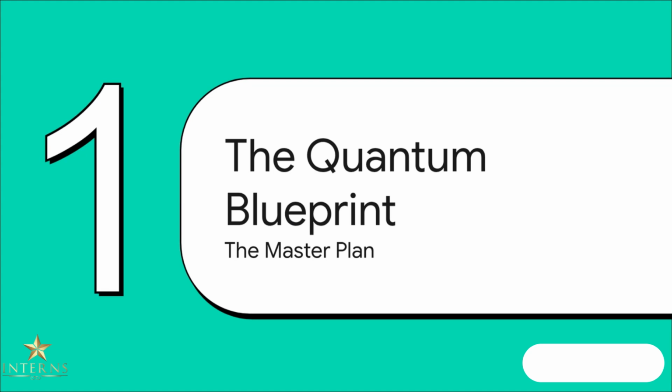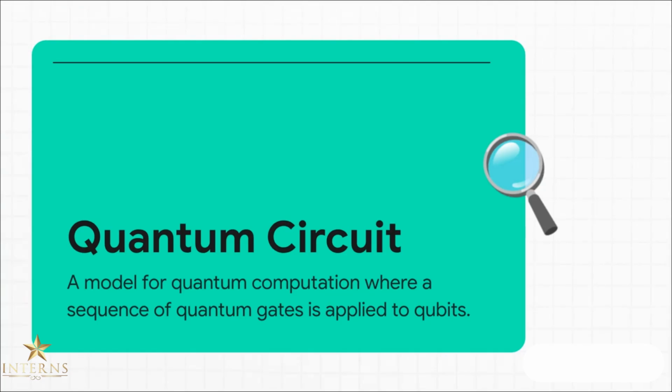What exactly is this quantum blueprint we keep talking about? At its absolute heart, a quantum circuit is just a model for computation. It's a visual map, really, a sequence of operations, which we call gates, that get applied to our quantum bits, or qubits. Think of it as a flowchart, but instead of simple yes-no logic, it's a flowchart for manipulating probability and potential. It's how we turn abstract quantum theory into a concrete set of instructions.